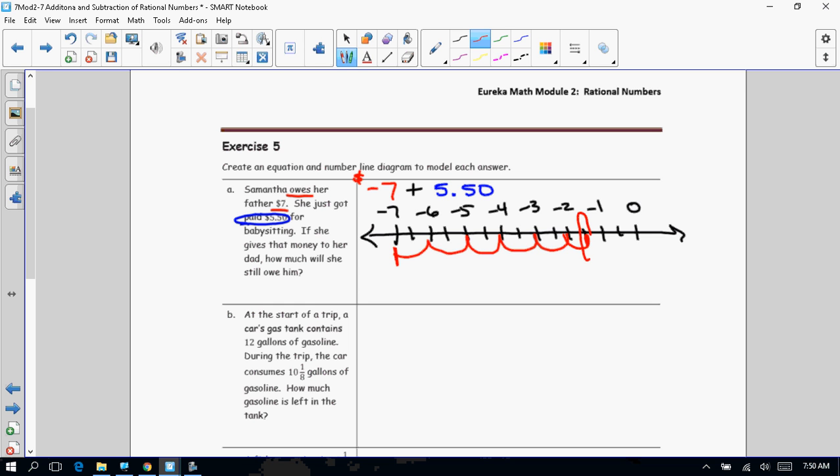What number is that spot right there? Halfway between negative 1 and negative 2. She still owes negative $1.50. Right? She still owes negative $1.50. I know I like my fractions, but since we're talking about money, let's put it in decimals.